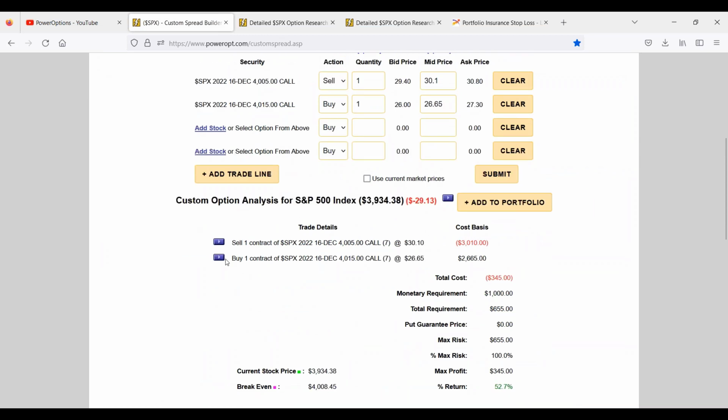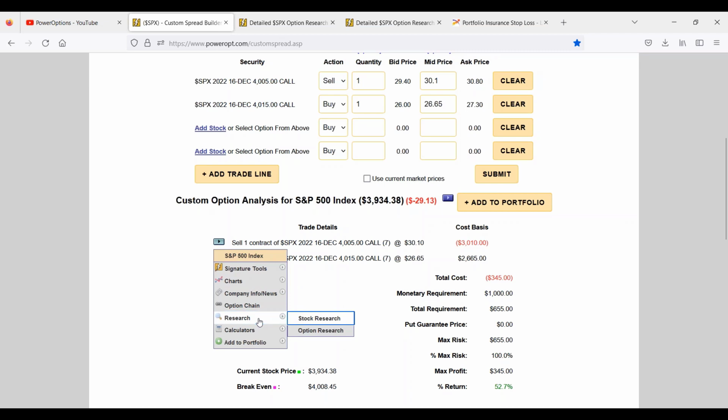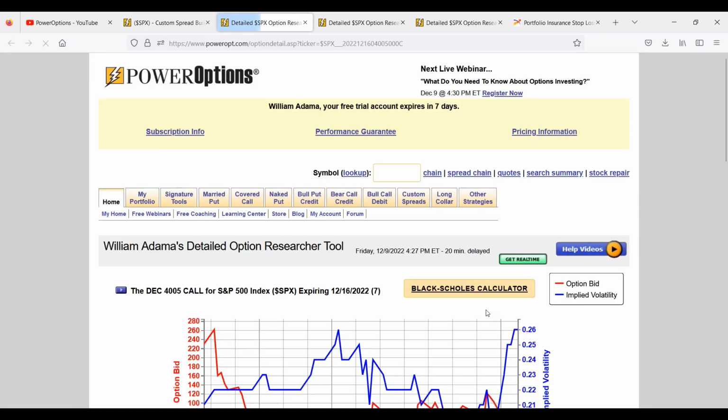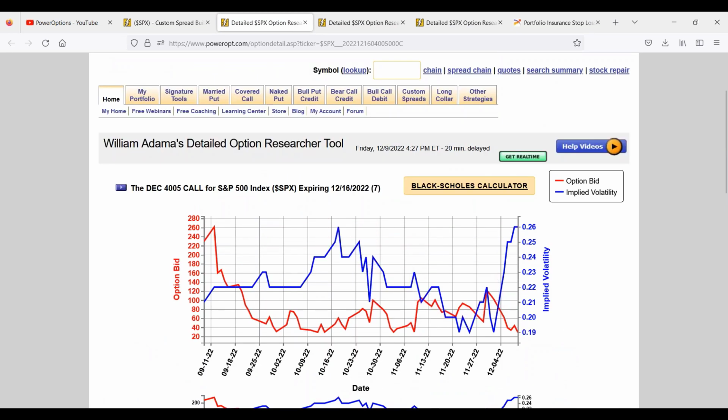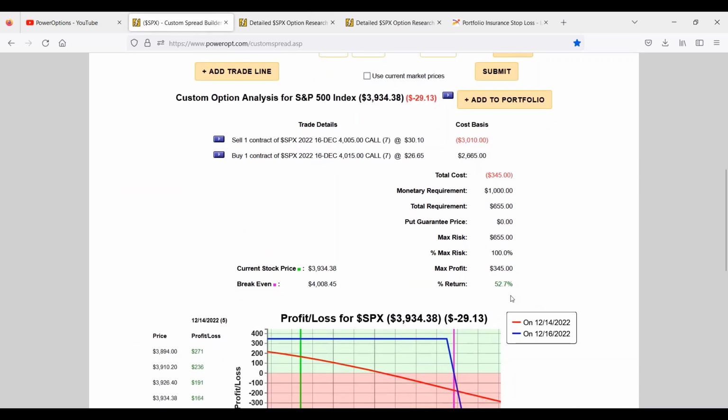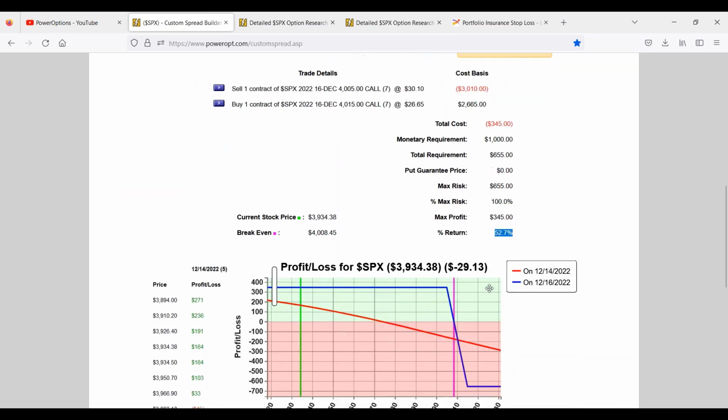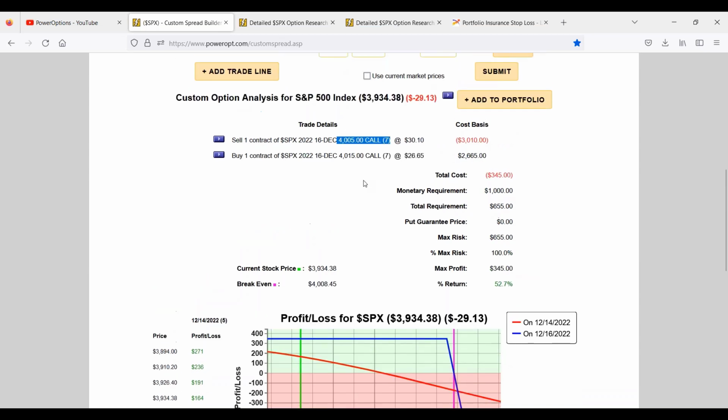That's a very high return. Now it's only 70 points out of the money. Where's my probability? Probably below 69.1. Yeah, we're going to have to up that. I think it's going to be the 4020. But in any case, let's just stick with this. 52.7% return as long as SPX stays below 4,005. Again, I'd probably now be going to the 4,020 now that I see the probability. I want to be in that 75 to 80% range.